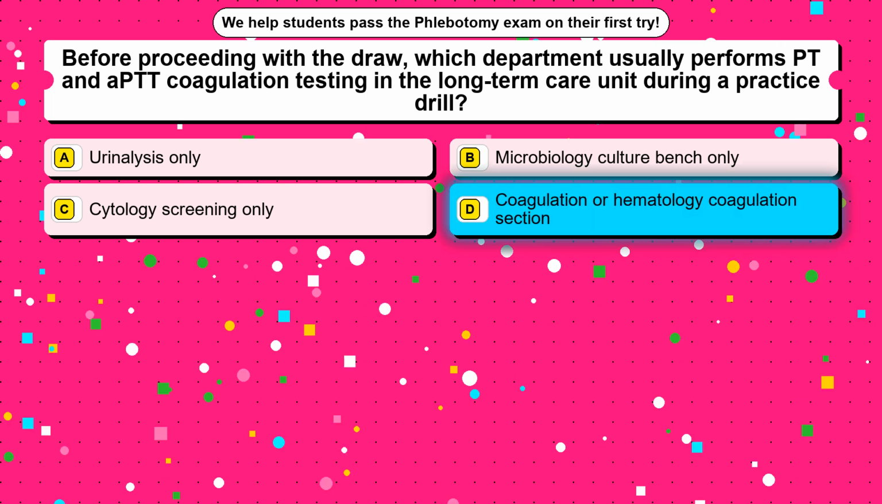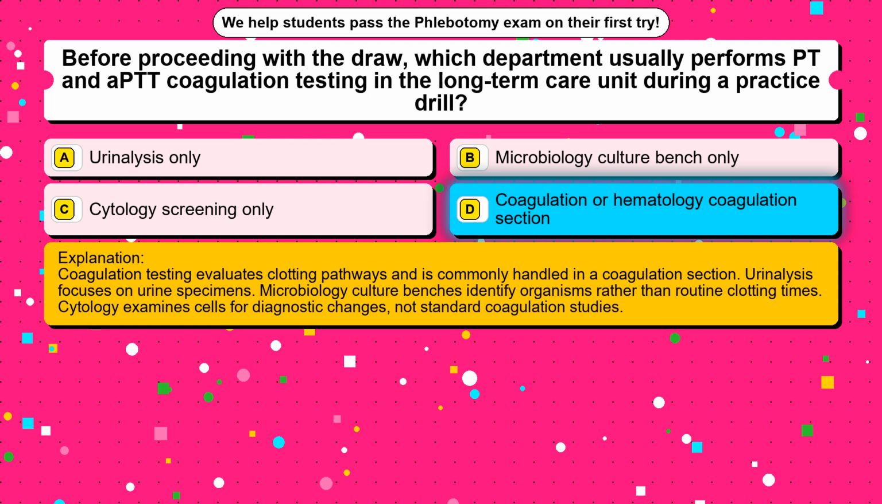The correct answer is option D. Coagulation or hematology coagulation section. Coagulation testing evaluates clotting pathways and is commonly handled in a coagulation section. Urinalysis focuses on urine specimens. Microbiology culture benches identify organisms rather than routine clotting times. Cytology examines cells for diagnostic changes, not standard coagulation studies.